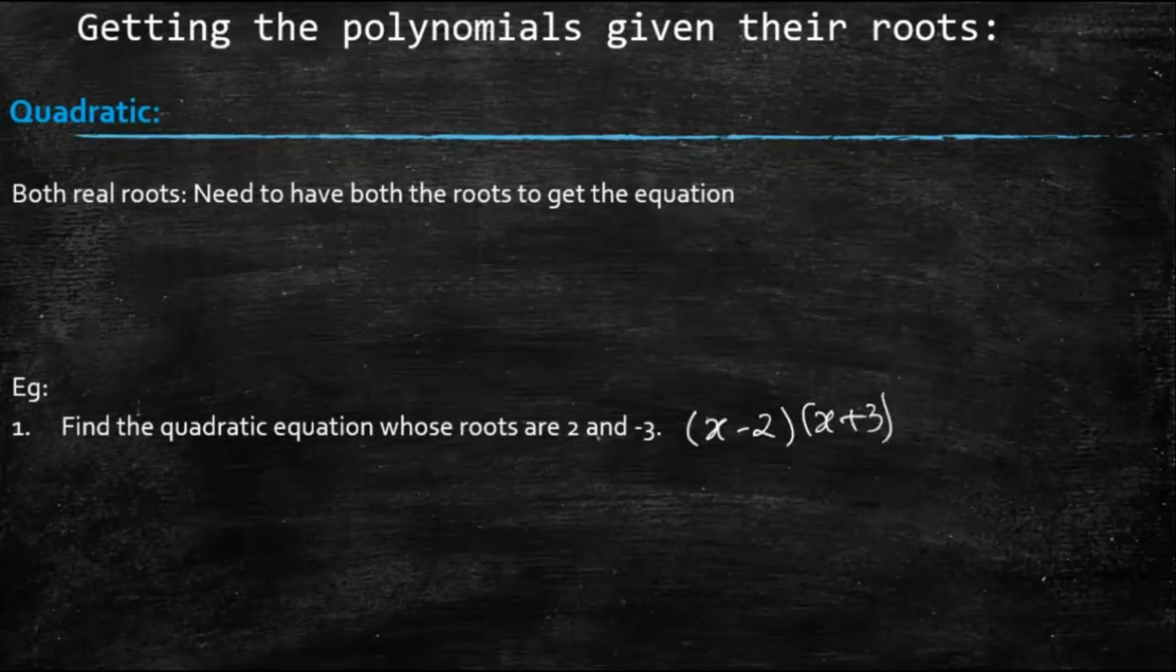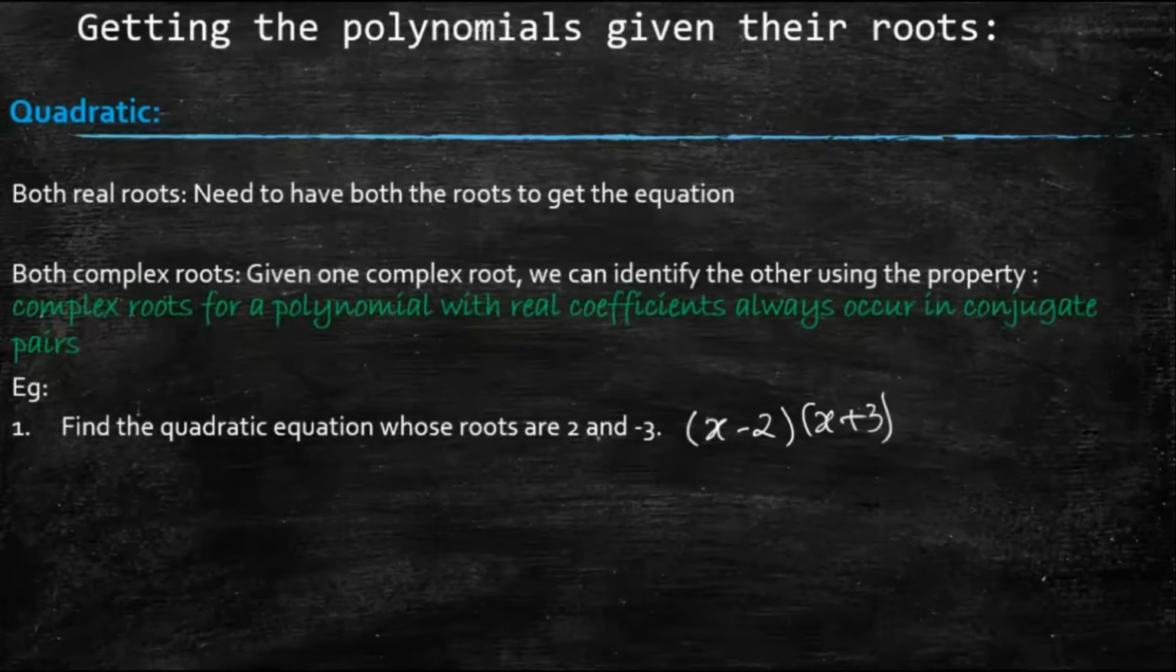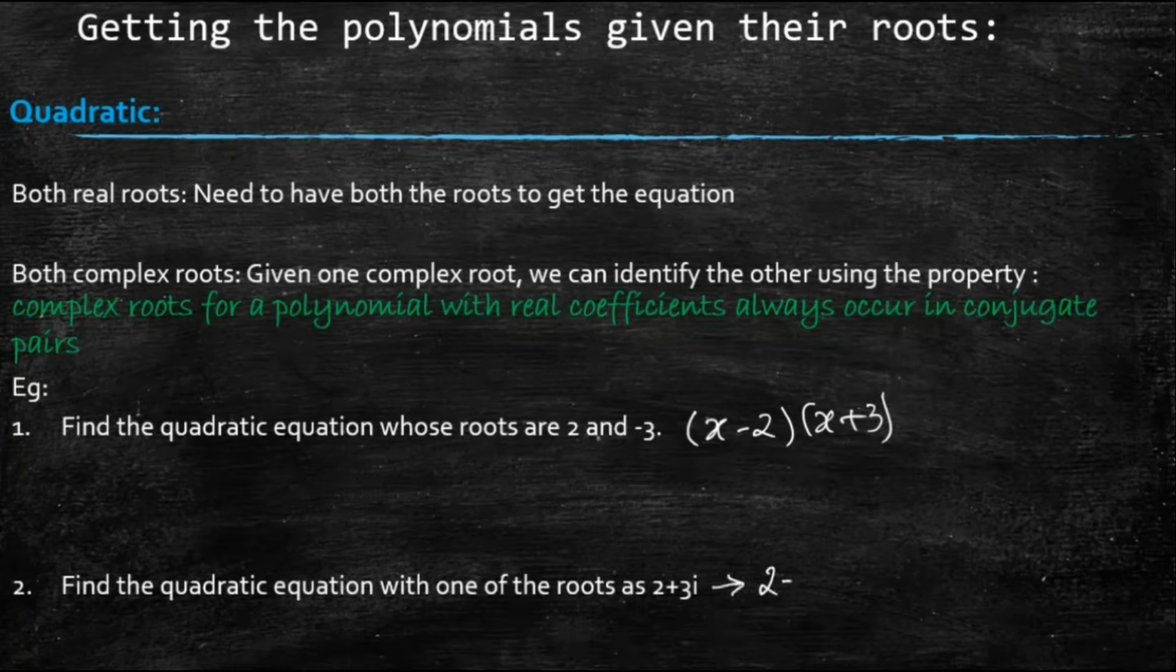That's easier. But if both are complex roots, that's the other option that a quadratic can have, then you need to use this property. Complex roots of a polynomial with real coefficients always occur in conjugate pairs. So in this case, it's enough if you are given one complex root and you can find the other one as its conjugate. Therefore, the two roots are 2 + 3i and 2 - 3i.